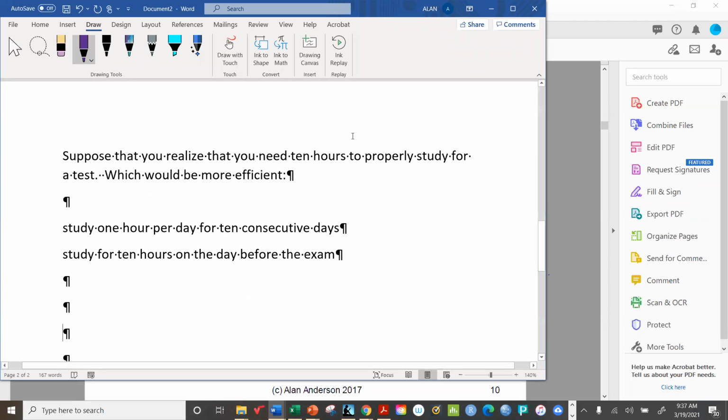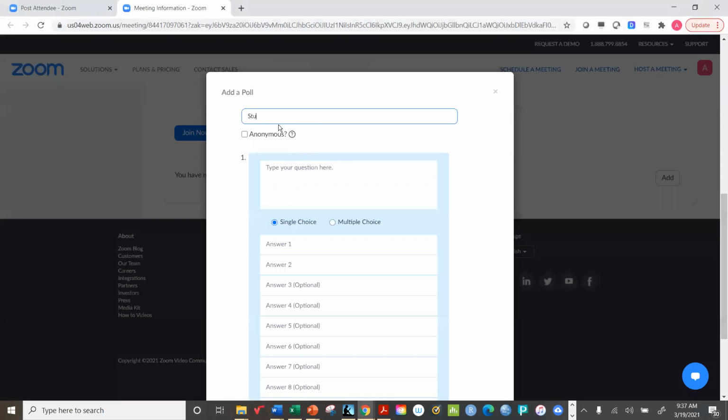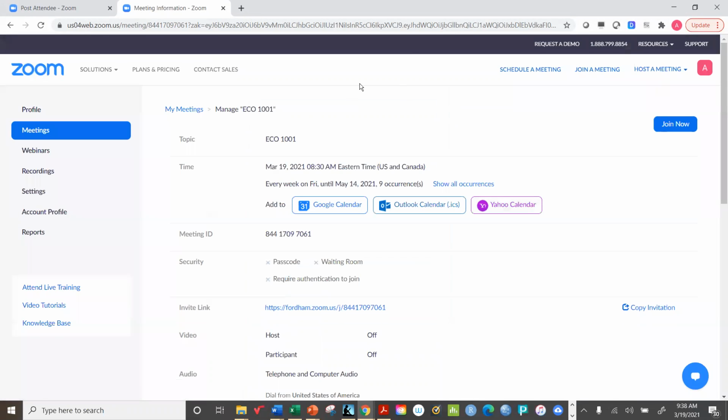All right, so what do you think? In fact, I'll tell you what, let's have a poll. We haven't had a poll in a while. So let's try this. Which is more efficient? Number 1, study for 1 hour per day for 10 days. 2, study for 10 hours on the day before the exam. All right. So here's what we're going to do. We're going to have a poll. And of course, this is based on your personal experience, but I think I know what the answer is going to be.